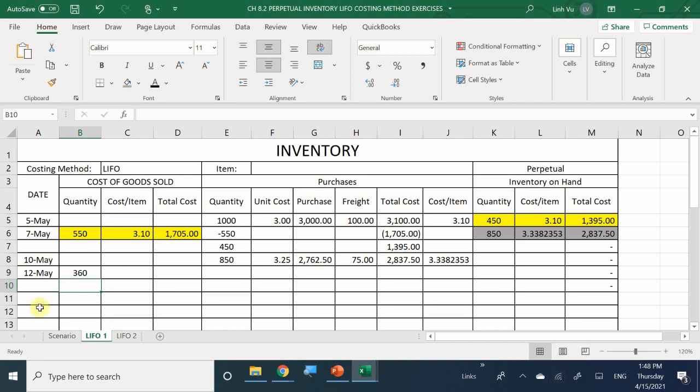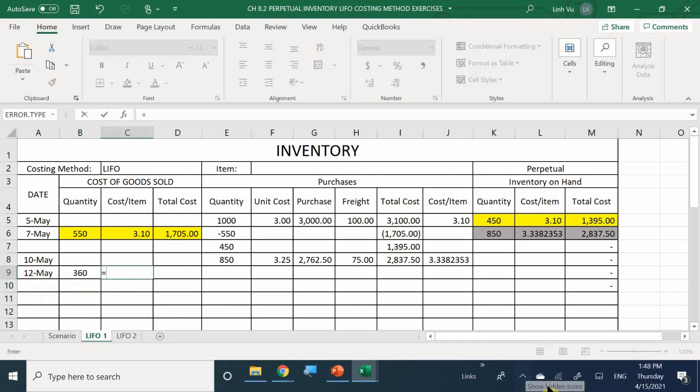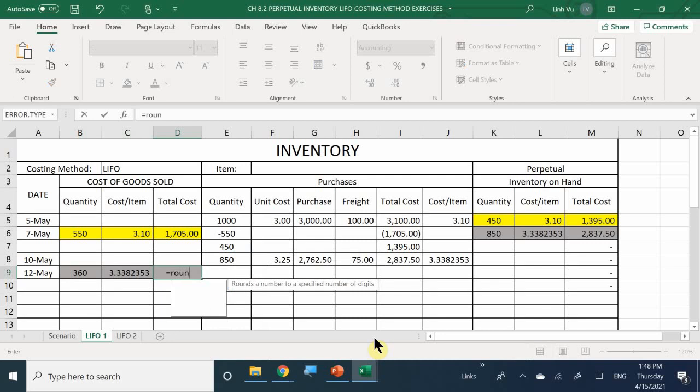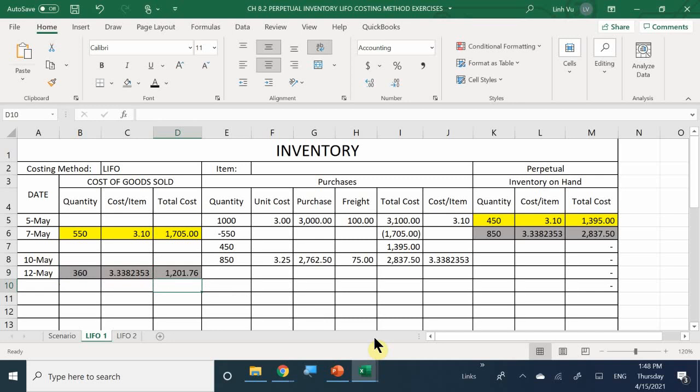So in this case, what's my cost per item for the gray batch? 3.33824. And I'm going to also color this gray so we know that this is coming directly out of my gray batch. All right? And what's my cost of goods sold going to be? Here I am, equal round, multiply those two numbers together, comma 2, and you got 1201.67? Yes.